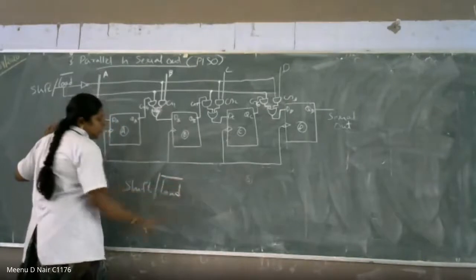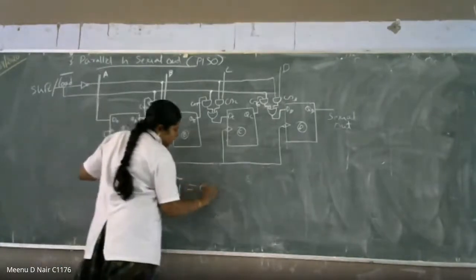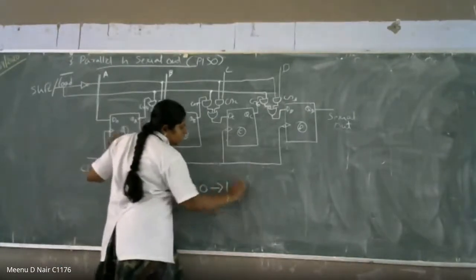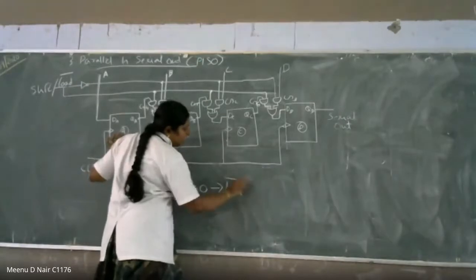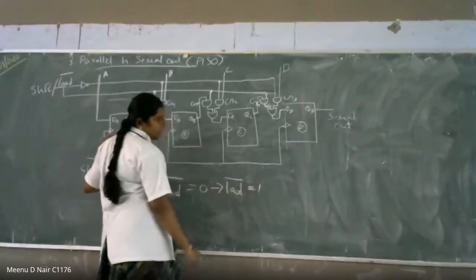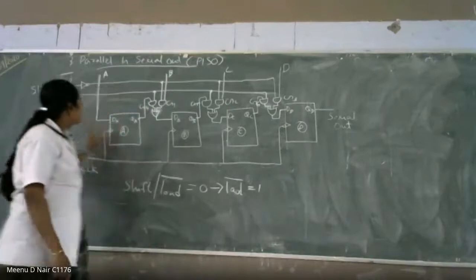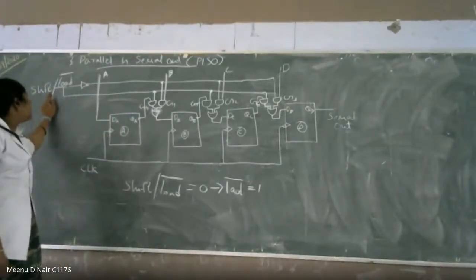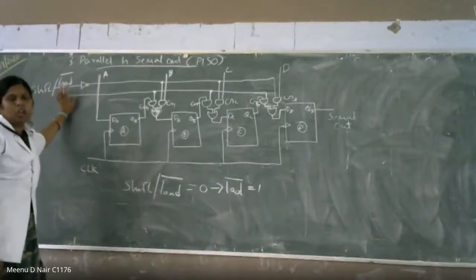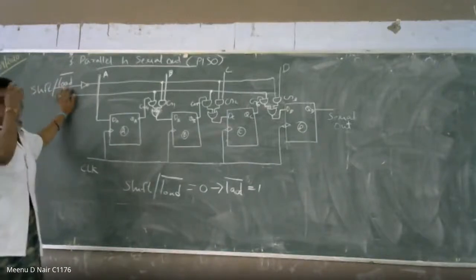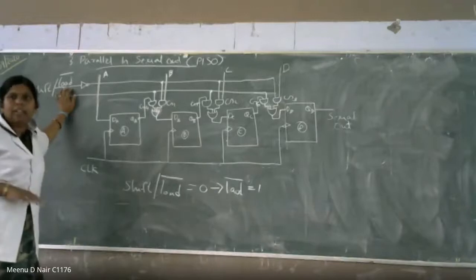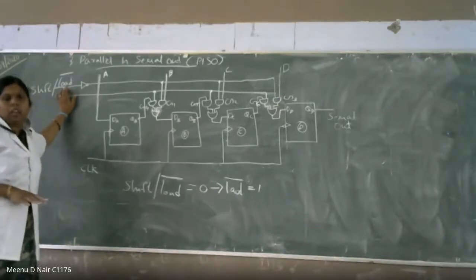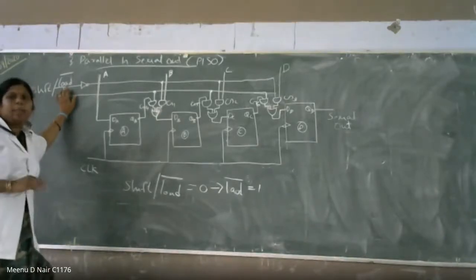Okay. So if it is 0, it means LOAD, load bar is equal to 1. So load bar is equal to 1, shift is equal to 0. If it is 1, shift is equal to 1, load bar is equal to 0. Load bar is used for loading the parallel input.